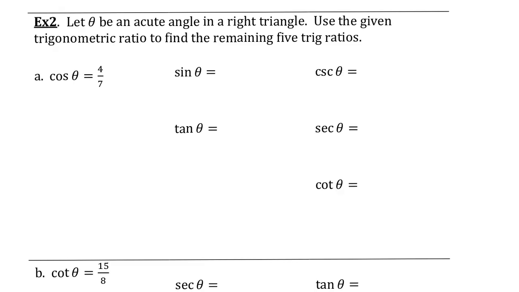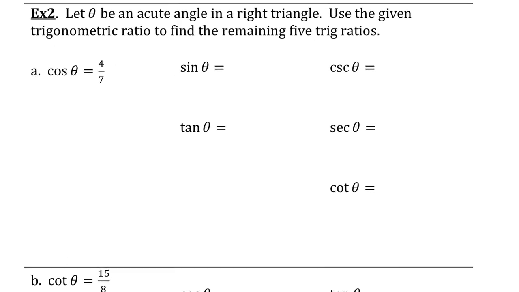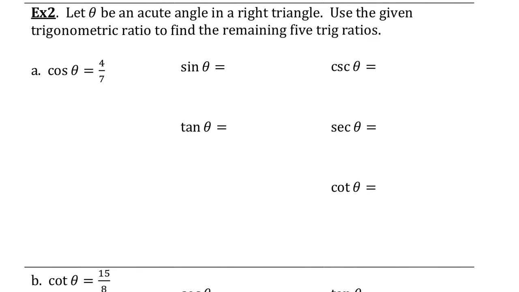Most people find drawing a picture is helpful. Some people can do it without the picture. Okay, for cosine, what's cosine? Cosine is adjacent over hypotenuse. So this is the adjacent side, this is the hypotenuse side. If I were to sketch a picture, your triangle can go any way you want it to go. I have to put theta in a corner. 4 is the adjacent side, so from theta, the adjacent side is 4. The hypotenuse is 7.